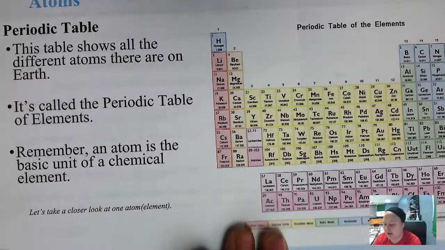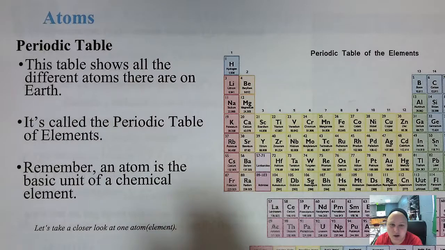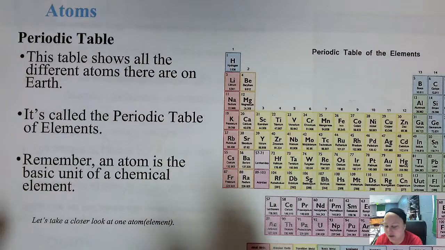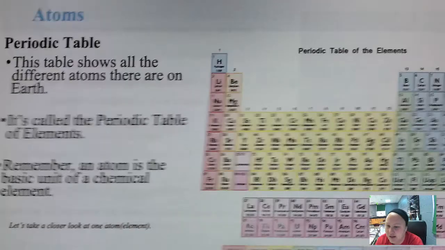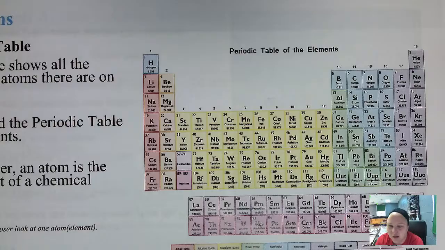Speaking of the periodic table, we're going to look at it. This table shows all the different atoms that are on Earth, and it's always changing. They're finding new elements and atoms, but this is the basic one, the elements that are known and legit. It's called the periodic table of elements. So this is like a table or a chart of elements.